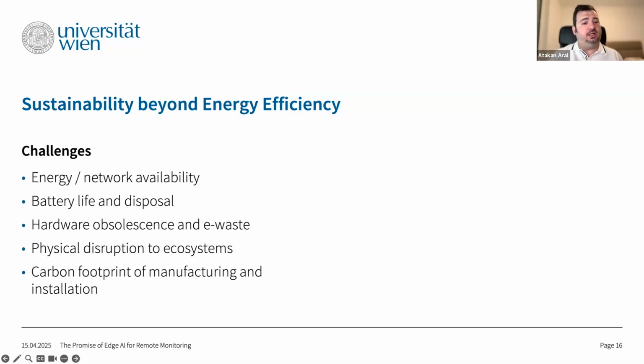One solution regarding energy could be energy harvesting. Luckily we are monitoring water, a river, which has continuous kinetic energy, so we can use micro turbines in the river to generate energy for our devices. So one of the solutions for energy and network availability is energy harvesting.